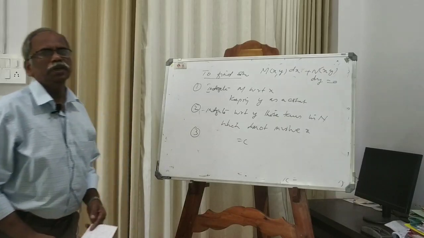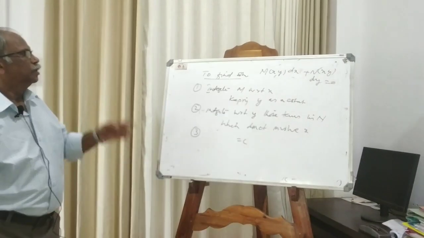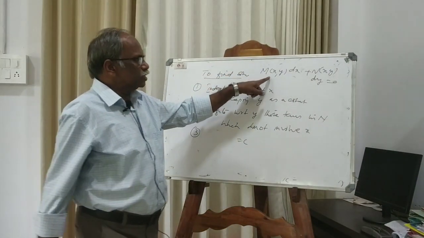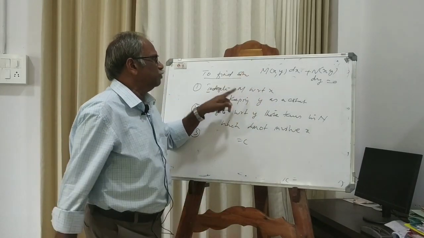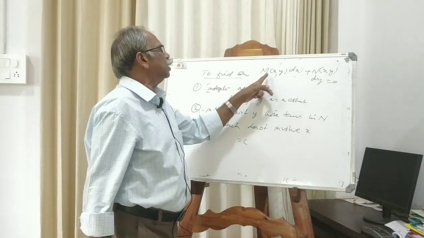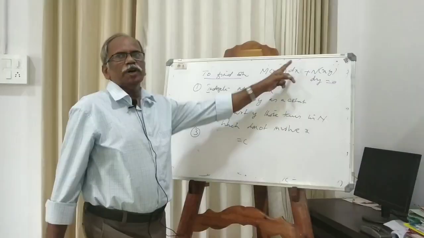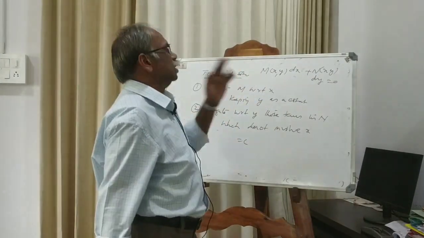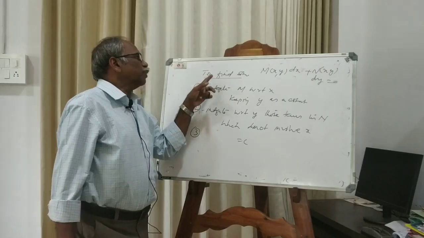That is the solution of the differential equation. So once again, this is an exact differential equation. First of all, we have to find whether the differential equation is exact by checking partial dM by dy and partial dN by dx. If both are equal, then it is exact. If it is exact, how can we find the solution?